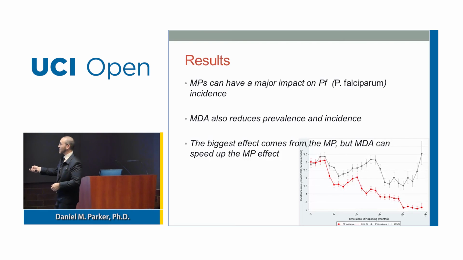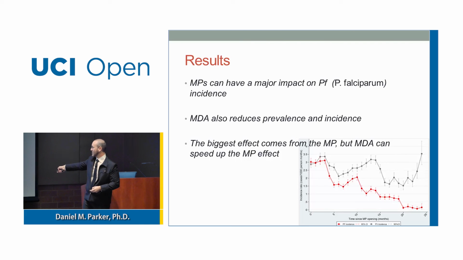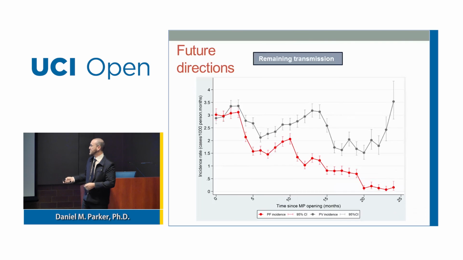The biggest effect that we get really comes from the malaria posts. It's what you see from this major decline, and it's because we can scale it up. We can do it everywhere. It's very simple to do. The mass drug administration, we can only do it in very targeted places. But the MDA does really speed up a malaria post effect. And some of the modeling work we're doing now indicates that the MDA, in some cases, can have the same effect as 2 years of a malaria post being open.